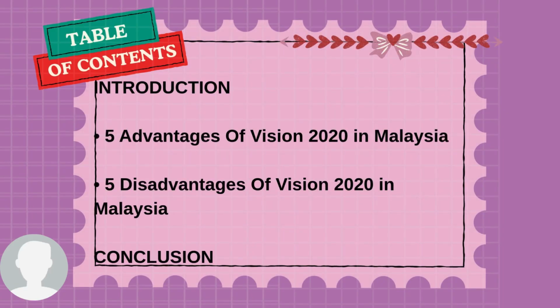So before we jump into the topics, this is the table of content. First, we got introduction. Second is the 5 advantages of Vision 2020 in Malaysia. Third is a disadvantage of Vision 2020 in Malaysia, and the last one is a conclusion.